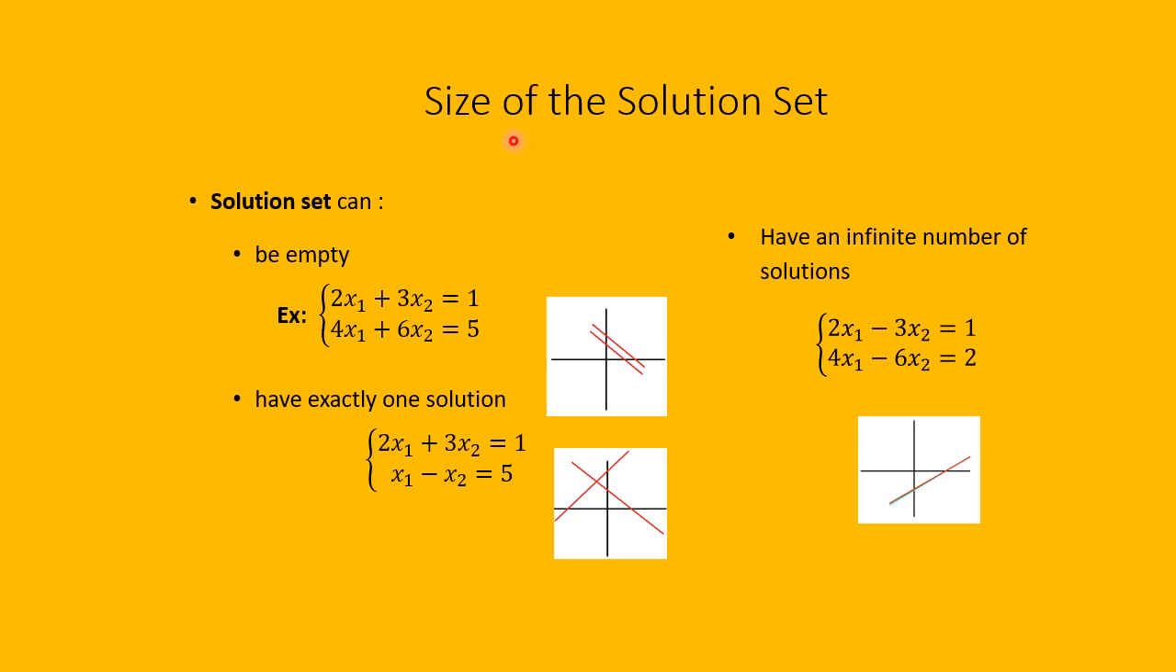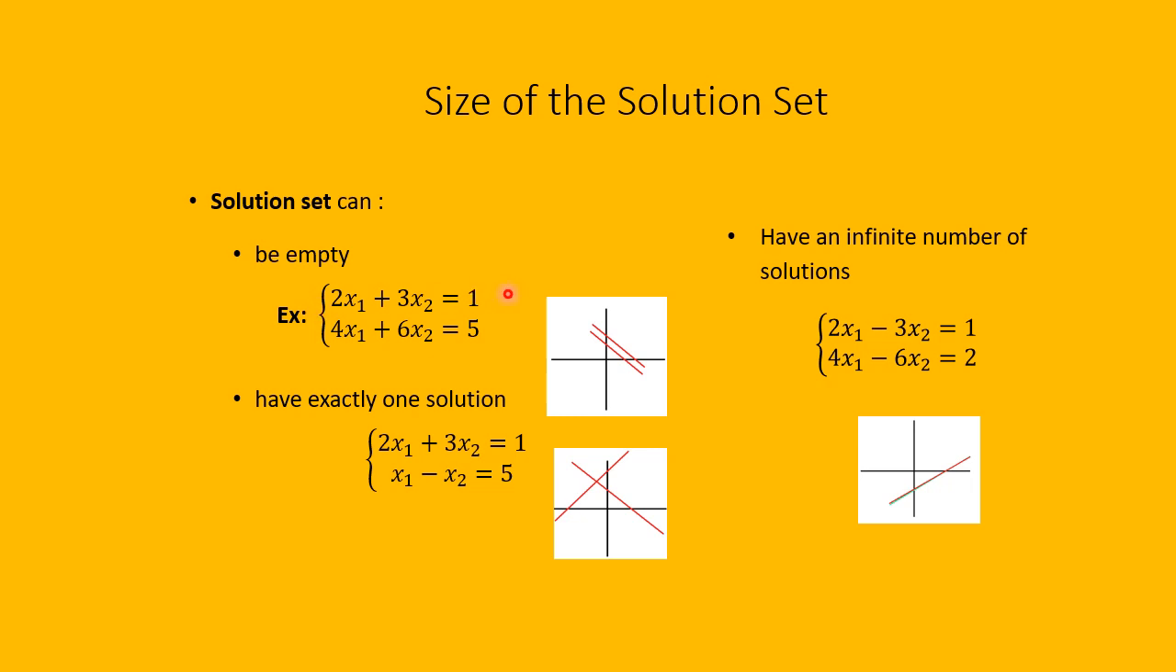We mentioned before that the solution set to a system of linear equations can be empty, or have exactly one solution, or have an infinite number of solutions. Let's look at examples of each of these. How could the solution set be empty? Let's look at these two equations. 2x sub 1 plus 3x sub 2 equals 1, 4x sub 1 plus 6x sub 2 equals 5.